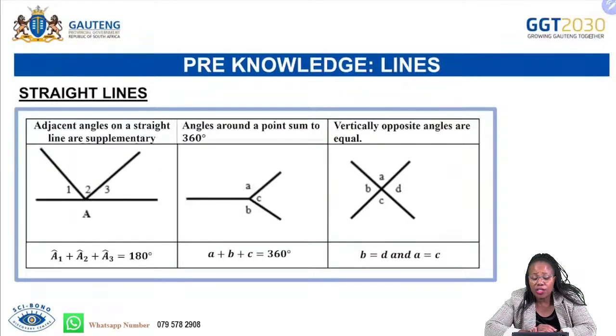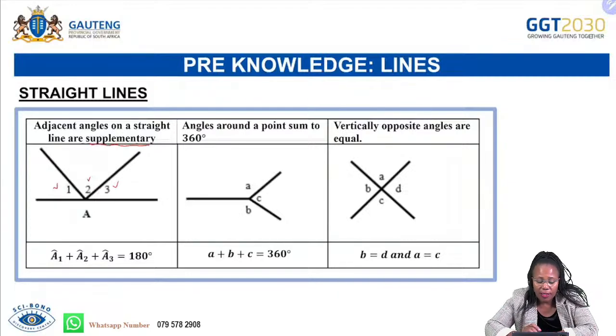The pre-knowledge that you need is your grade 10 knowledge of straight line geometry. When you have adjacent angles on a straight line, they are supplementary. Supplementary means they add up to 180 degrees. In this case, we have angle A1, angle A2, and angle A3. If you add those three angles together, your answer must be 180 degrees, because they are angles on a straight line.